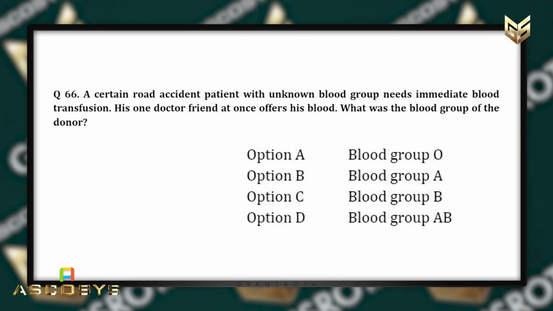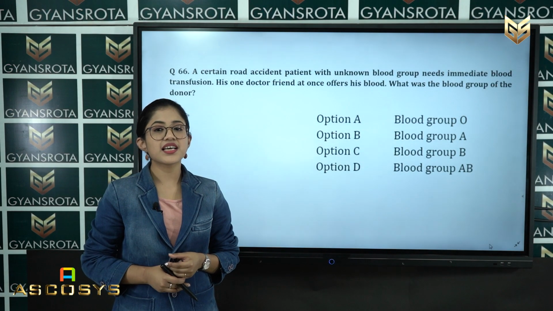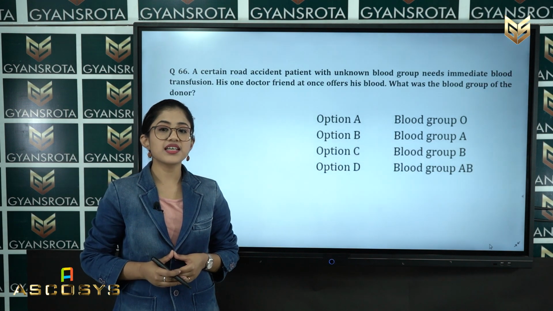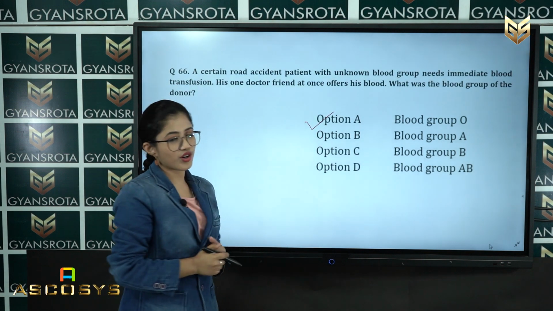A certain road accident patient with unknown blood groups needs immediate blood transfusions. His one doctor friend at once offers his blood. What was the blood group of the donor? Option number A, blood group O, option number B, blood group A, option number C, blood group B, option number D, blood group AB. So, which of the following is the correct answer? The correct answer is blood group O, which are also called as the universal donor, which means option number A is the correct answer for this question.